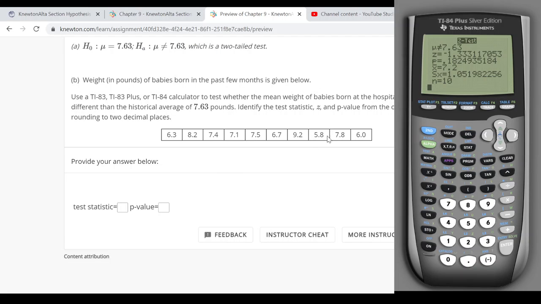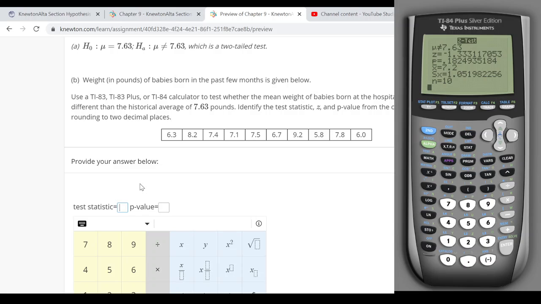They said round to 2 decimal places. So test statistic, negative 1.33. And then right next to that, the p-value, which on the calculator display is the third line down. You see where it says p equals. This is the area to the left of the z-score doubled, right? Because it's a two-tailed test. 0.182, so 0.18. They said round to 2 decimal places. The p-value, 0.18. And that's it.